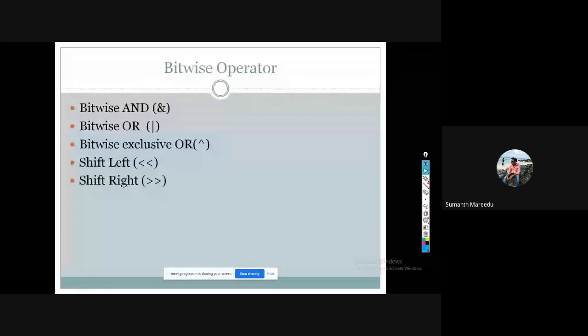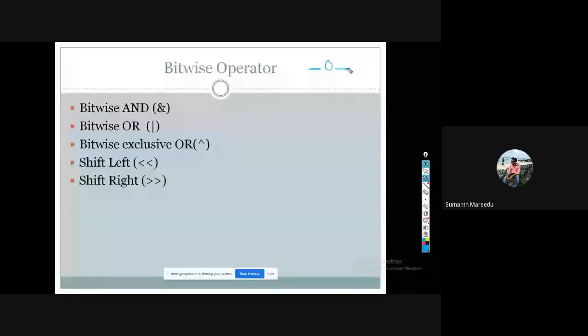Discussing bitwise operators. I completed bitwise AND, OR, and exclusive OR. So today we'll discuss bitwise left shift and right shift operations.